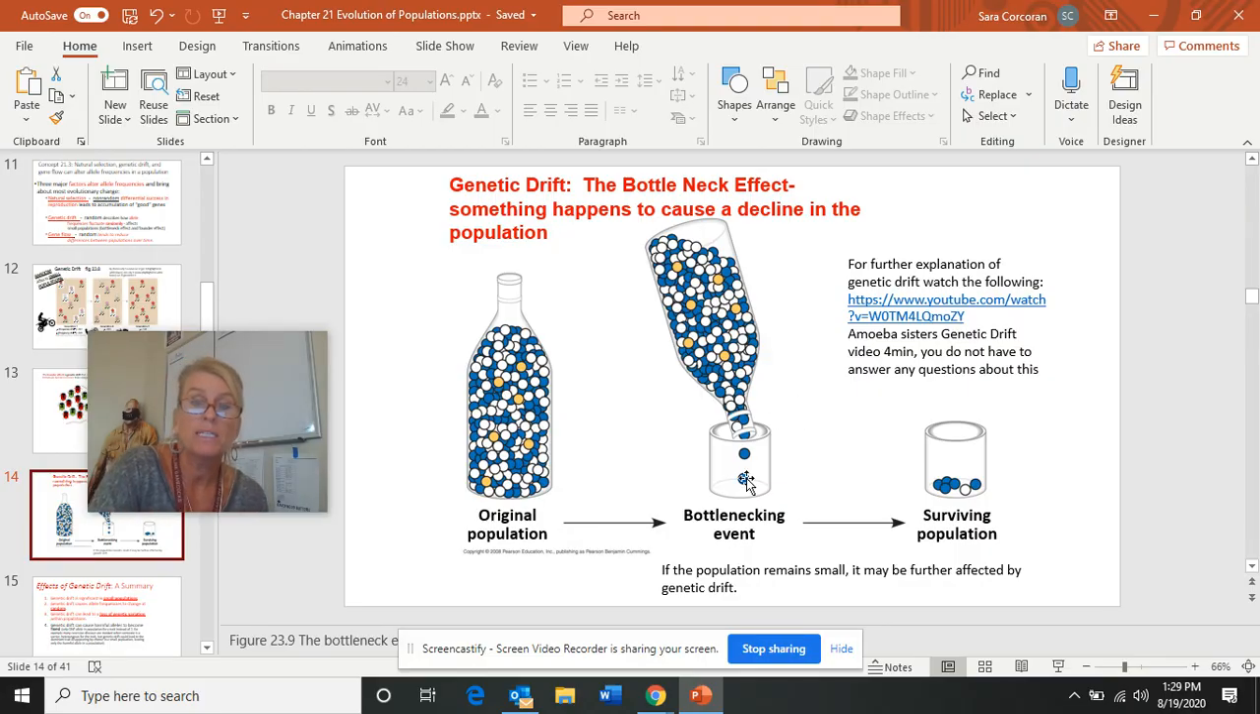And the ones that survive the bottlenecking events are going to start the new population, and it often doesn't reflect the diversity of the original population. So the allele frequencies change, not because one is more fit than the other. It's just random chance events.